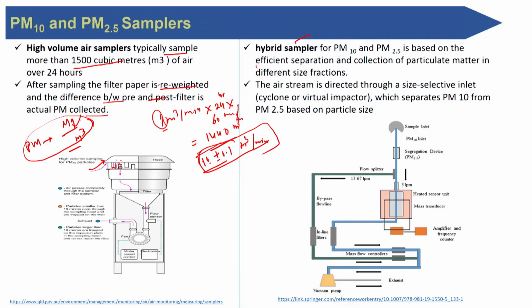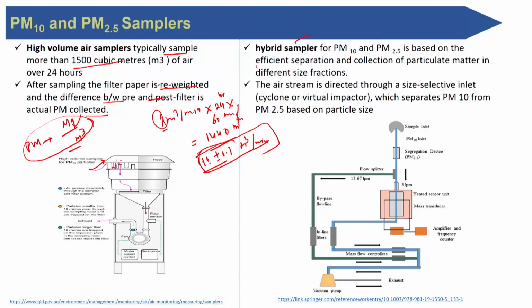But if you are using two separate samplers and one sampler has some issue, your mass can be disturbed. So when you calculate the PM 2.5 to PM 10 ratio, that can be affected. In this combo sampler, the air stream is directed through size selective inlets, which could be a cyclone or virtual impactor, which can separate PM 10 and PM 2.5 based on the particle size. This is the example shown here.